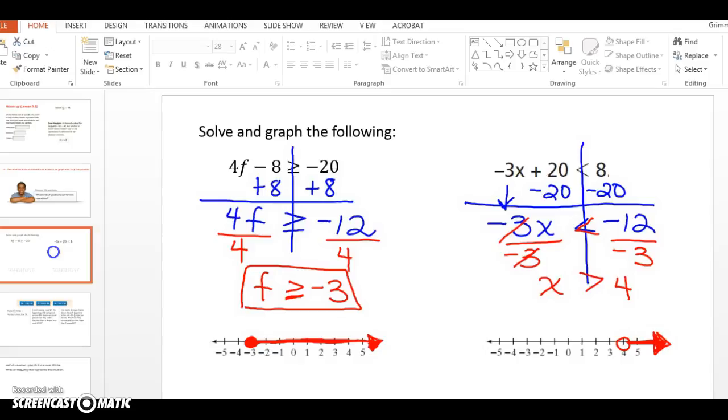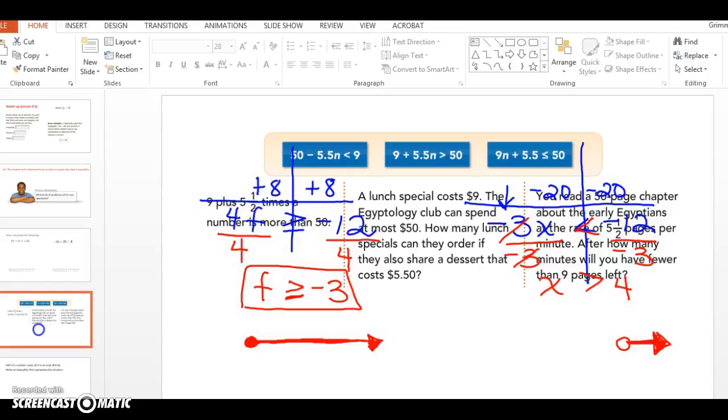Okay, questions on those two? Before we go on to some word problems? Because tomorrow is going to be solving multi-step inequalities. You're just going to go up one more. That's it. All right, let's make sure that we can do some word problems with this.